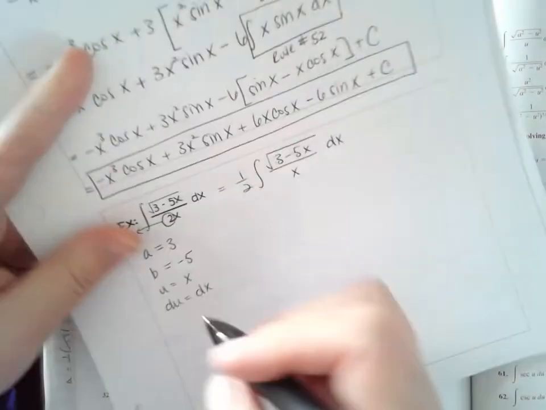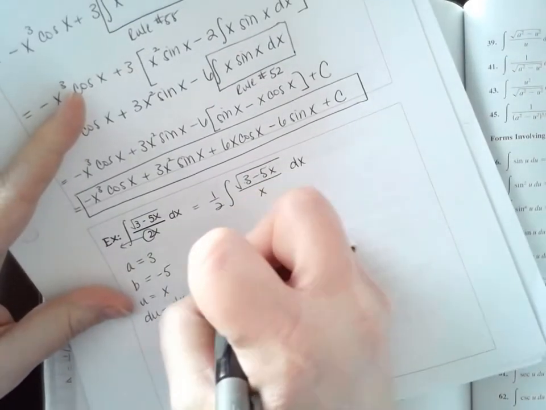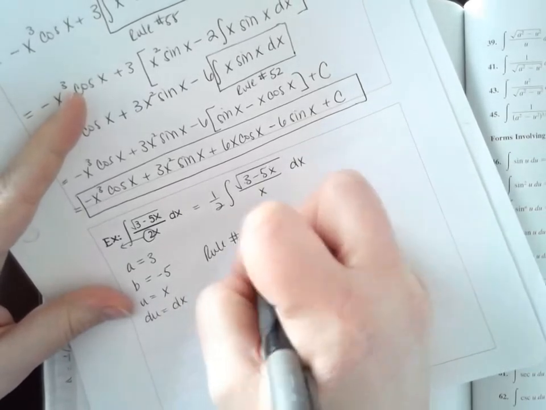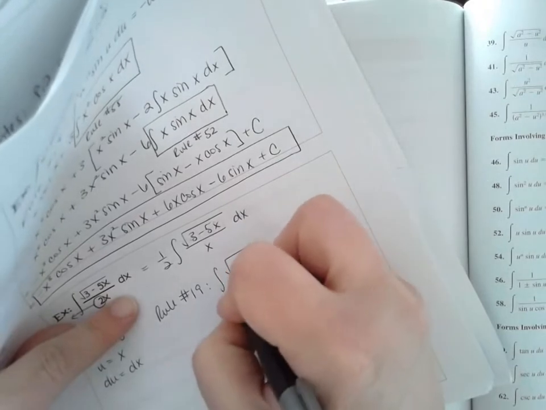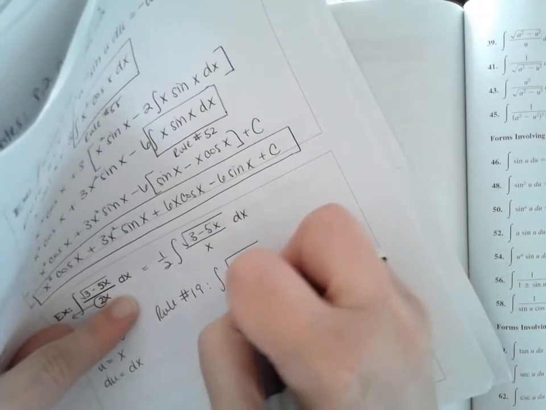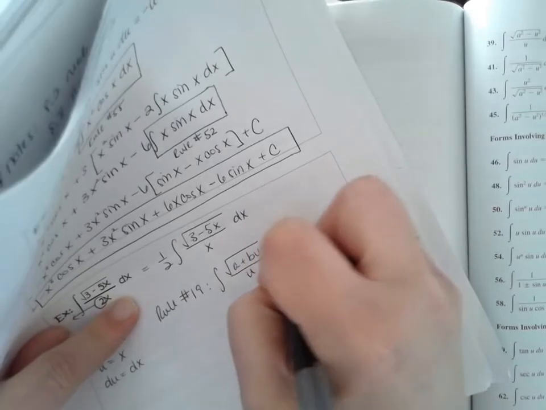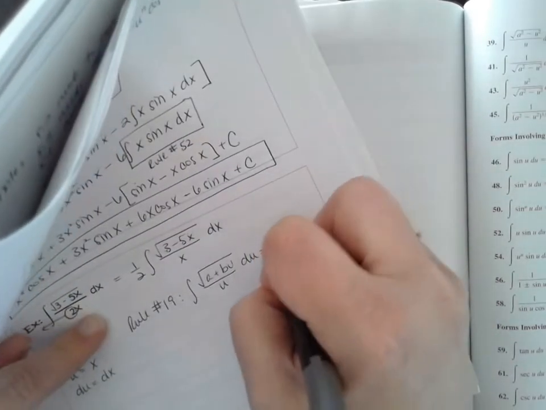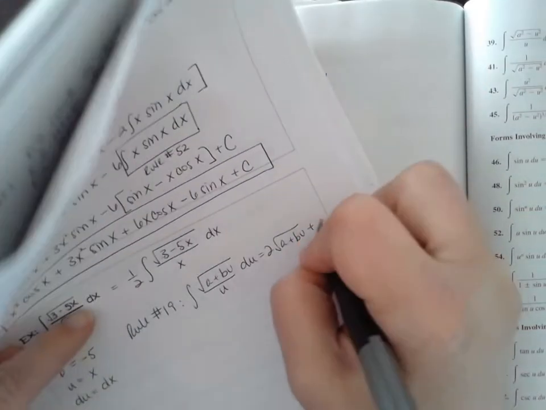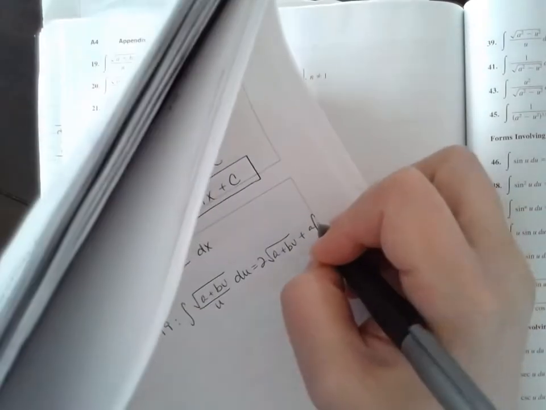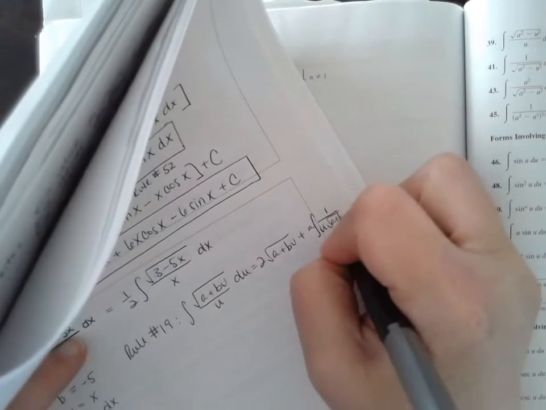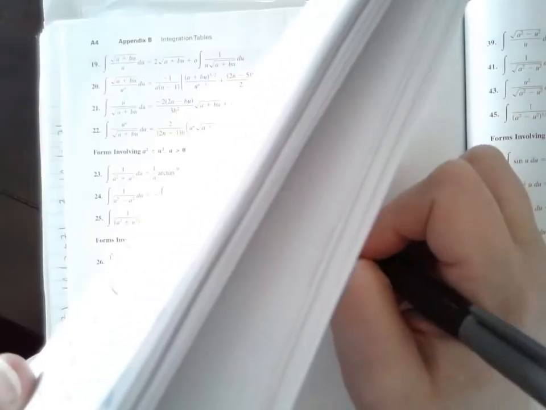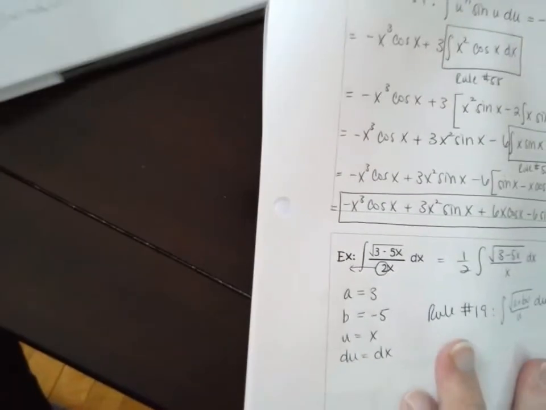I'm going to write down what Rule 19 says. It says the integral of the square root of a plus bu over u du is equal to 2 square root of a plus bu plus a times the integral of 1 over u square root of a plus bu du. Now we're going to see if that helps us tackle this problem.